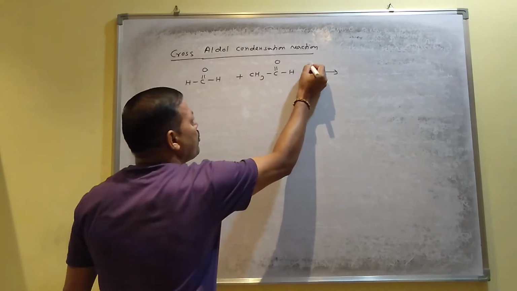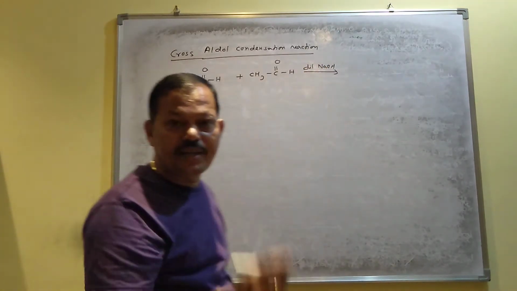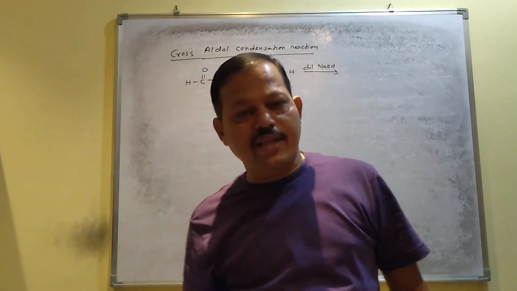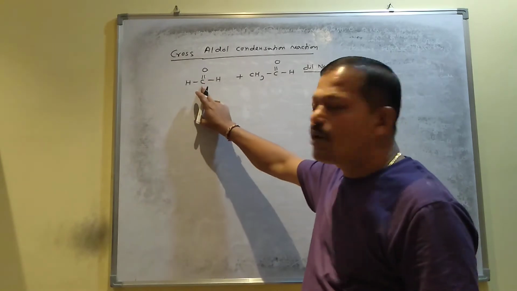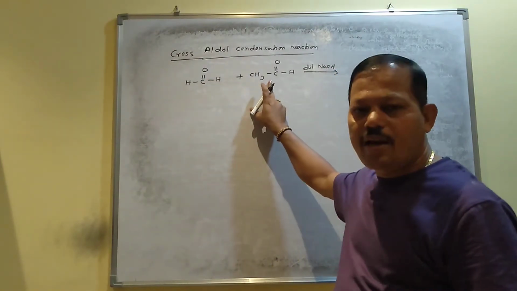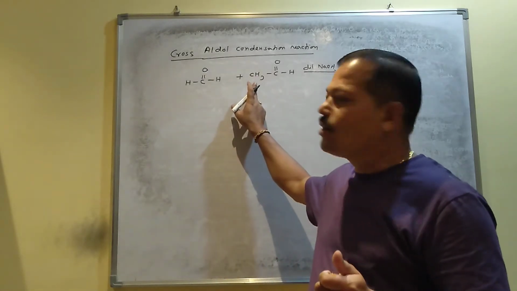As I have told you, with dilute sodium hydroxide, to show the aldol reaction, the presence of alpha hydrogen is necessary. But in the case of cross aldol, this one does not have alpha hydrogen, but this one contains alpha hydrogen. So in one molecule, the presence of alpha hydrogen is necessary.